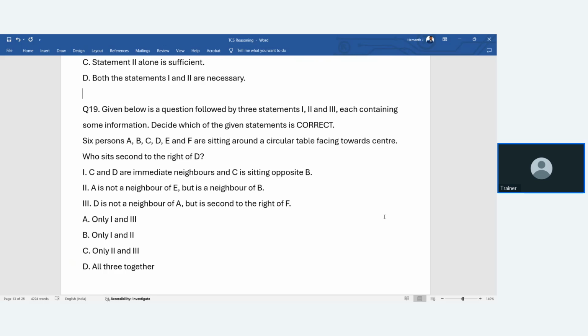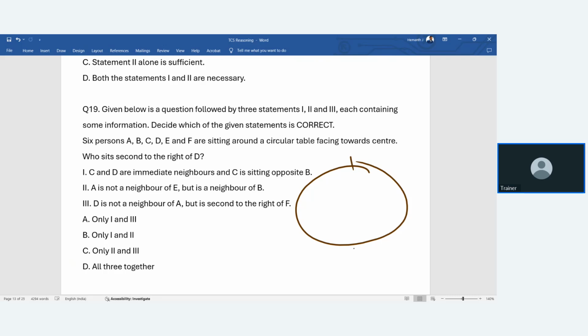So what's the answer here? It's not possible alone. We need some combination. C and D are immediate neighbors. We have a total of 6 people. I think the first one is mandatory, required. Okay, it's the first one. It seems like C and D are immediate neighbors.